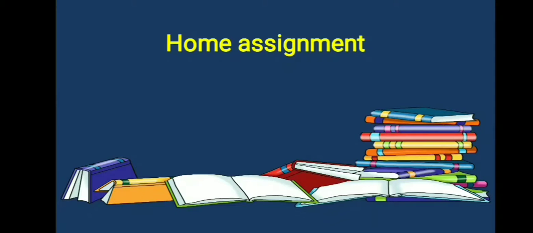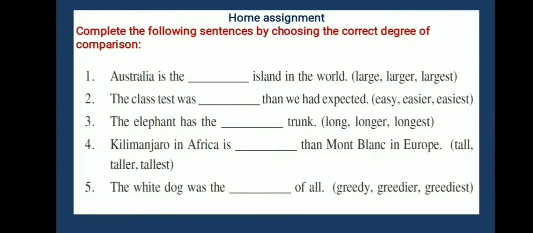I have got home assignment for you. Please note down your home assignment. The question is, complete the following sentences by choosing the correct degree of comparison. Australia is the dash island in the world. The options are large, larger, largest. The class test was dash than we had expected. Easy, easier, easiest.